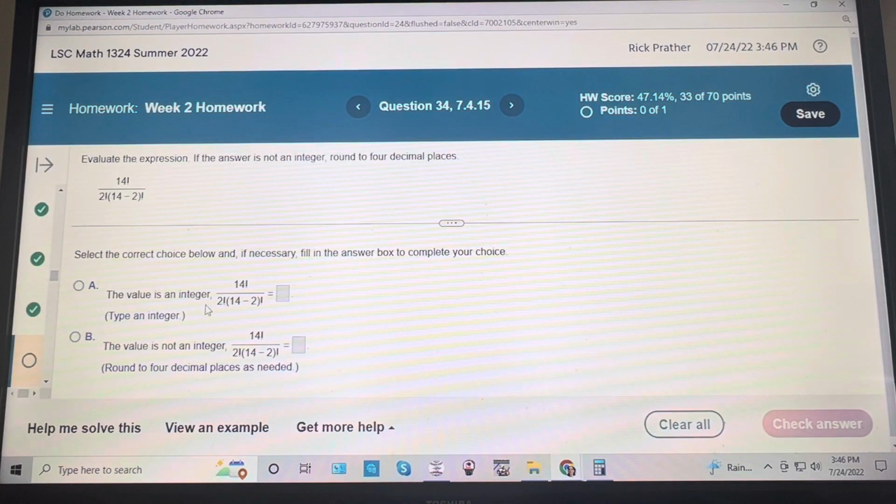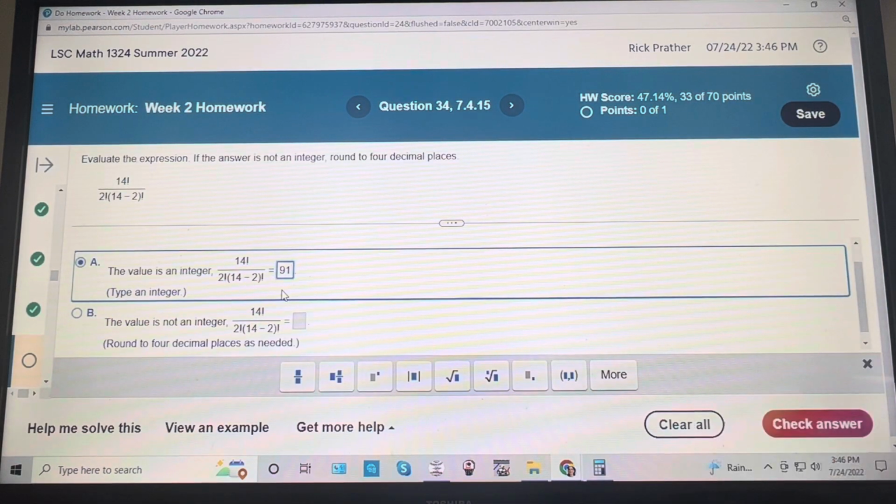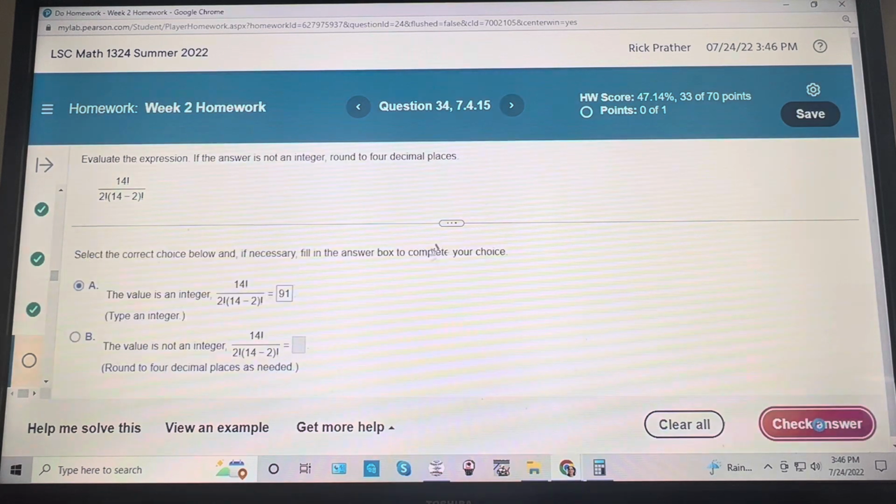So the value is an integer. Integer means it's an exact number. It's not a decimal or a fraction. With these, you've got to pay attention to where they put it, because they apparently move it. I was assuming they always put integer first, but they caught me on the last problem. I wasn't paying attention.